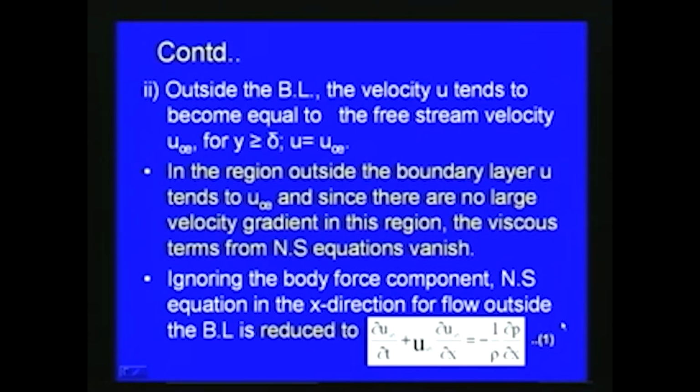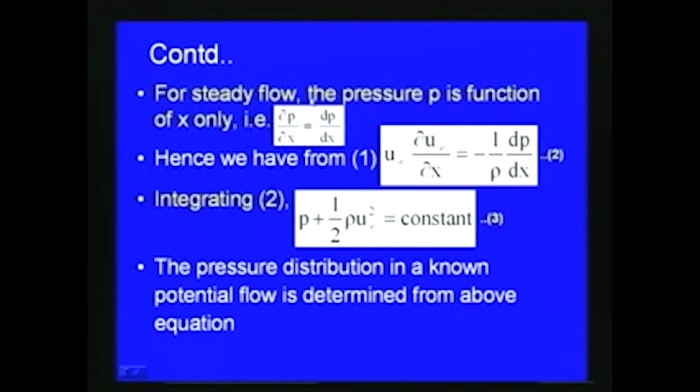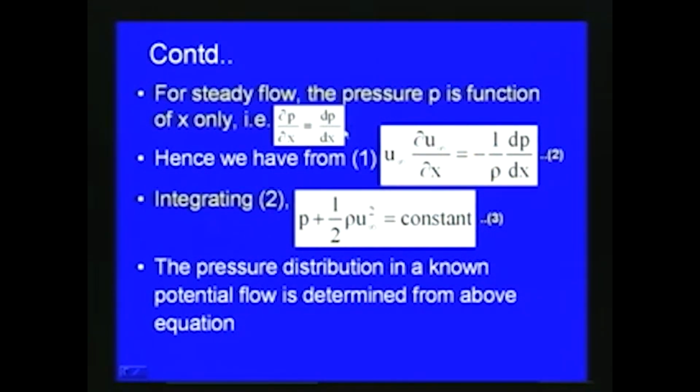So this is the first equation, and then for steady state flow the pressure p is a function of x only. The earlier equation is for the transient condition. If we consider the steady state, then del u by del t is equal to 0. So for steady state flow the pressure p is a function of x only, so del p by del x we can write as dp by dx. Hence from equation 1 we can write u infinity del u infinity by del x is equal to minus 1 by rho dp by dx, as in equation number 2.